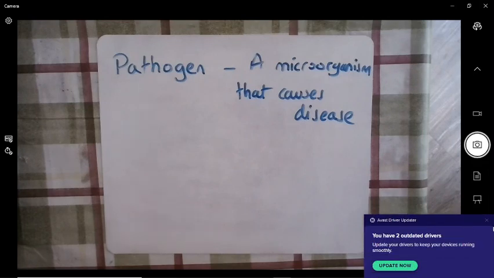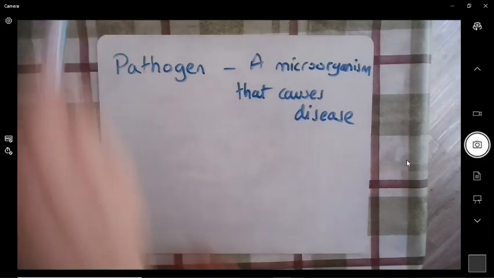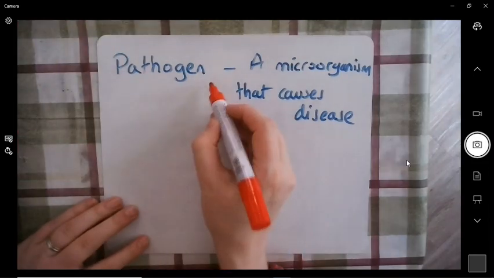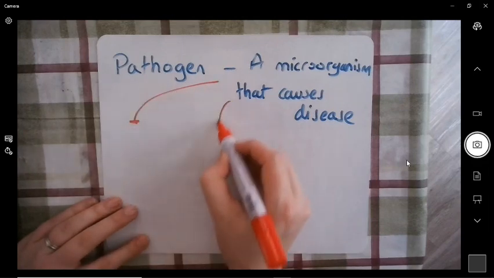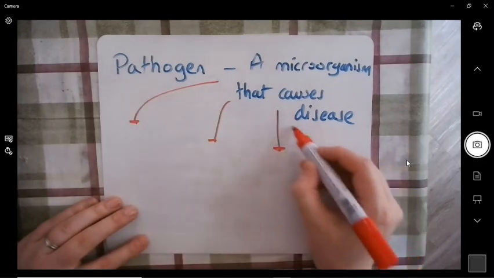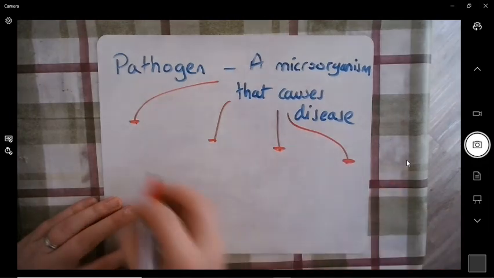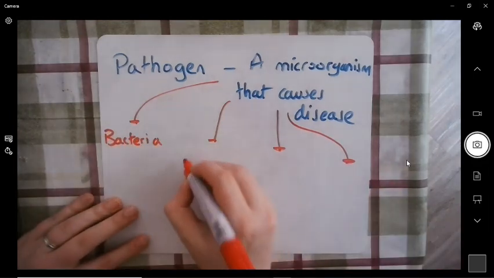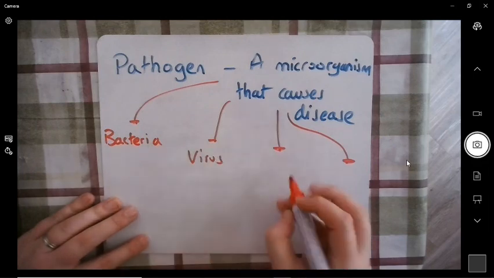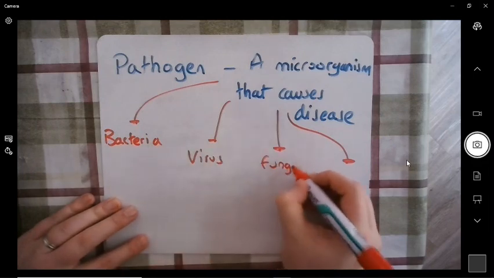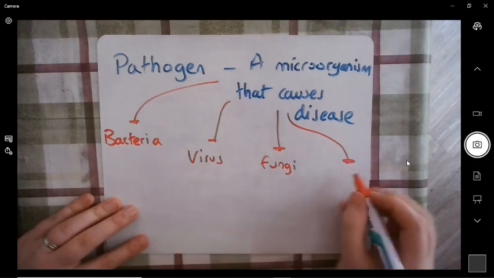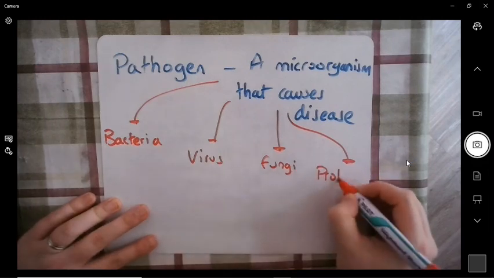So there are 4 different types of microbes that could cause disease. 1, 2, 3, and 4. The first are bacteria. The second are viruses. The third are fungi. Great at a party. Fungi. Sorry. And the final one are protists.